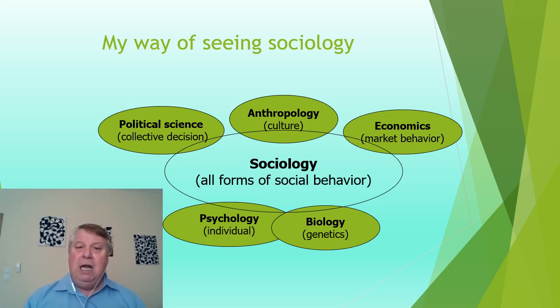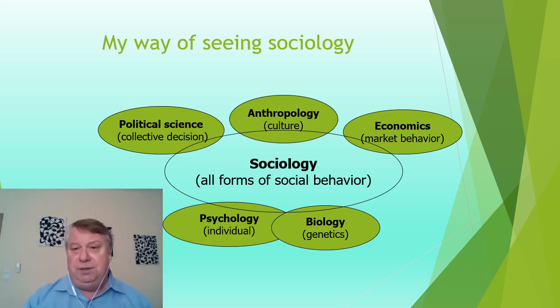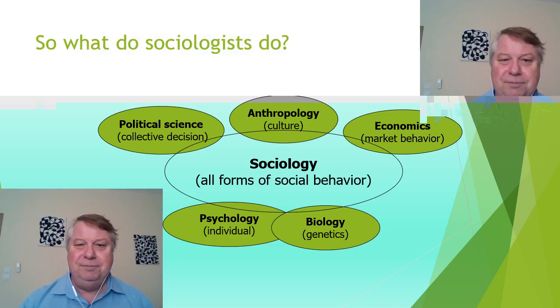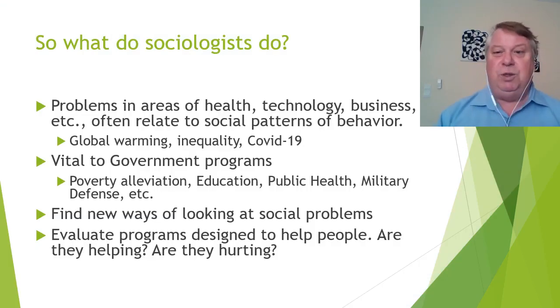We study political sociology, cultural sociology, economic sociology, social psychology, social biology, and a lot of other fields that interrelate between these. So what do sociologists do? Well, you might ask, what don't they do, since we cover every field?